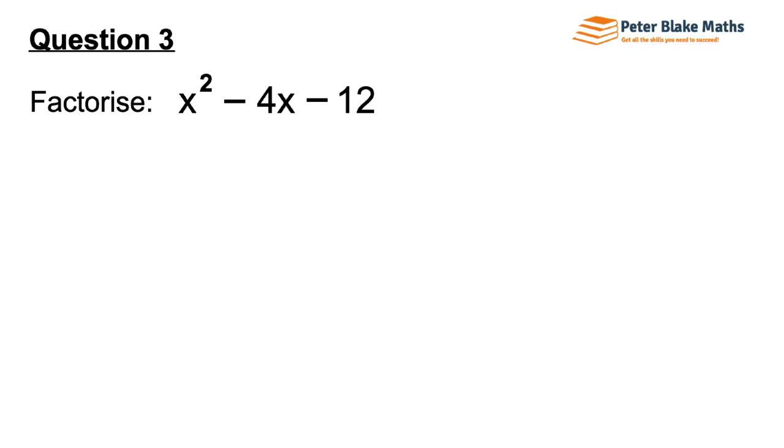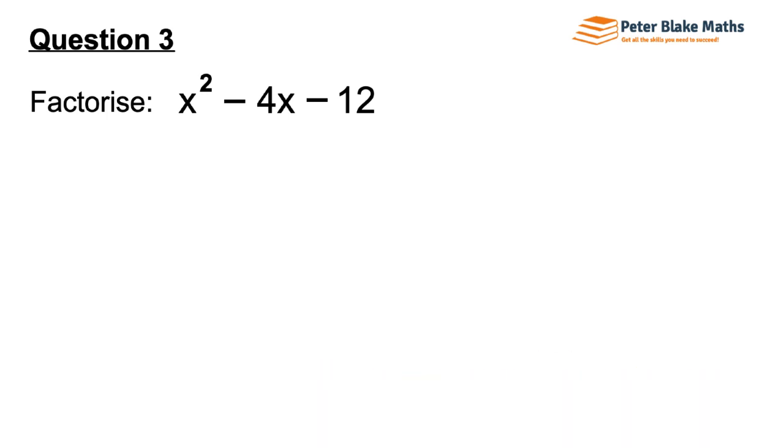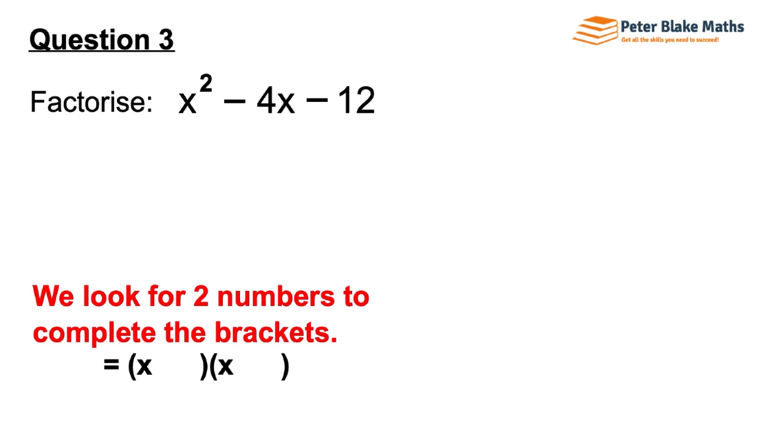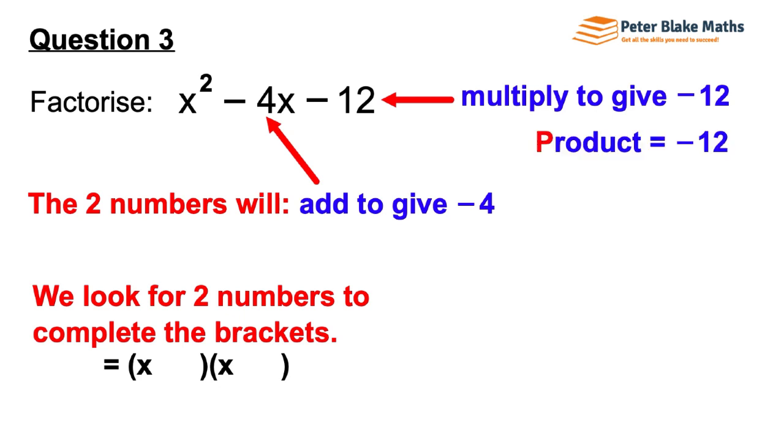Question 3. Factorise x squared minus 4x minus 12. We'll be looking to have two numbers. The two numbers in this case will add together to give minus 4 and multiply together to give minus 12. Product is minus 12, the sum is minus 4.